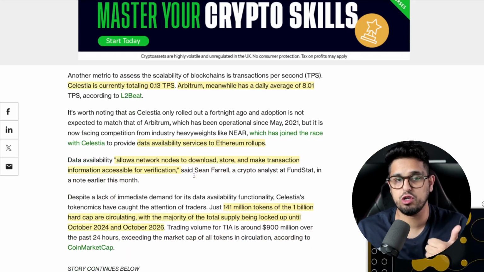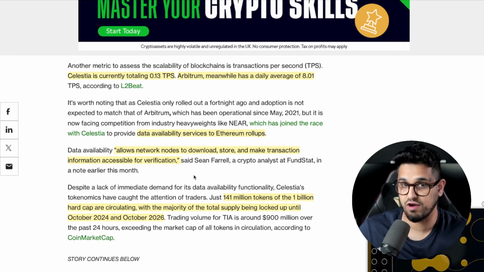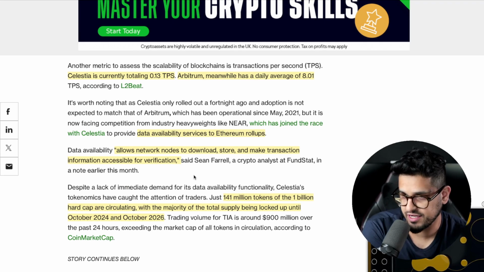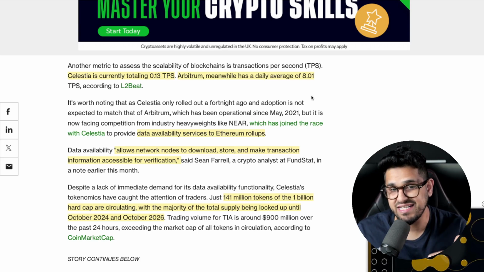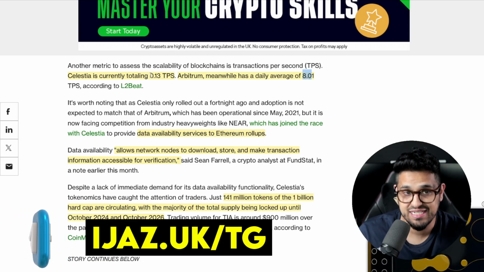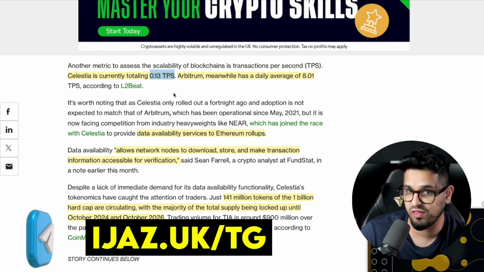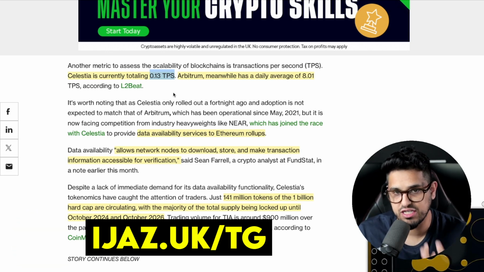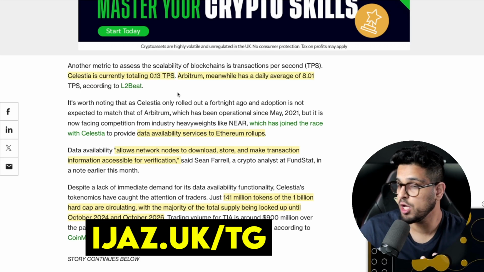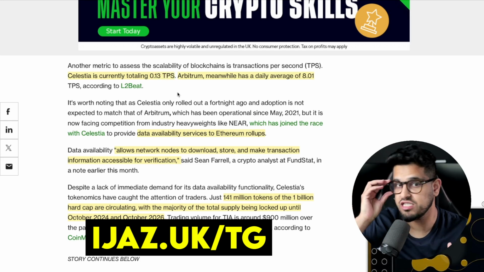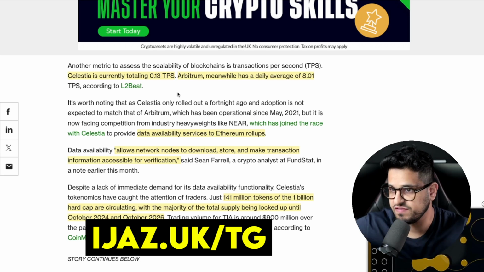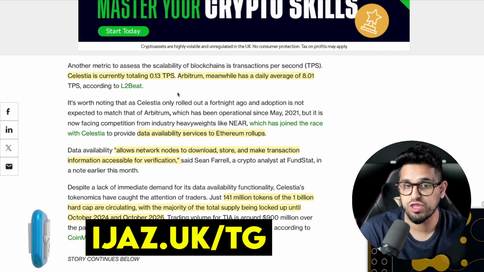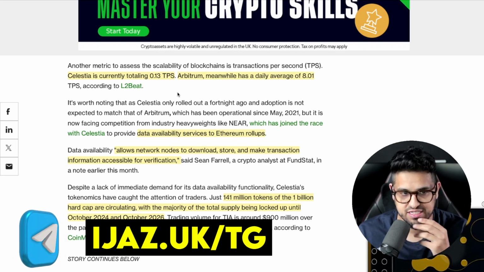The other thing you want to look at in terms of scalability of blockchains, and in terms of how we're making these things faster, is to look at the transactions per second. And Arbitrum sits at 8 transactions per second, whereas Celestia is sitting at just 0.13. That is a huge difference, guys. That's an order of magnitude difference in terms of transactions per second. Again, we're going to have to watch the data to see, does this number start rising? Does it start getting to 5, 6, 7 and competing with Arbitrum at 8? We've got to understand that.